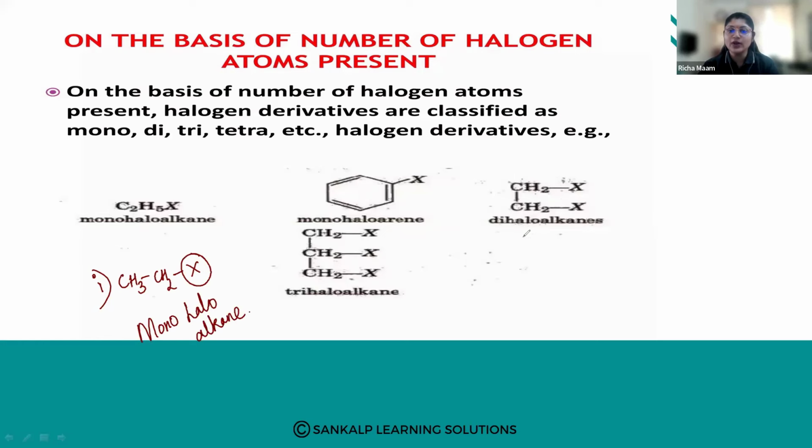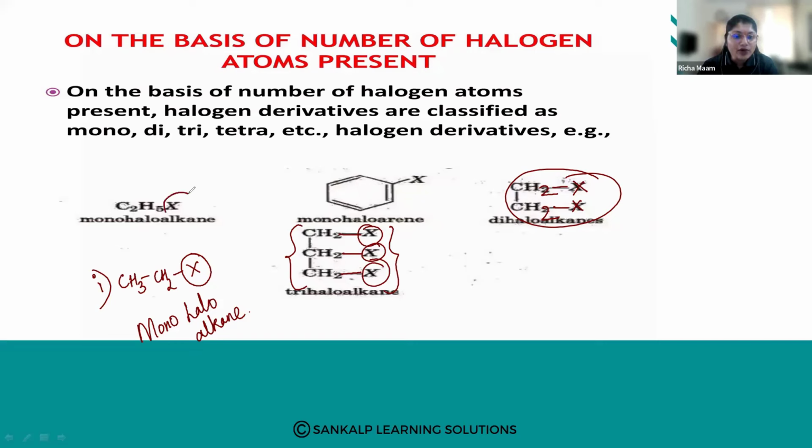Now, this one. Two of the hydrogen atoms are replaced by halogen atoms, so it is a dihaloalkane. Why alkane? Because it is a straight chain compound. There is no ring. Now here you can see three hydrogen atoms are replaced by three halogen atoms. How many halogen atoms are present? Three. So it is a trihaloalkane.